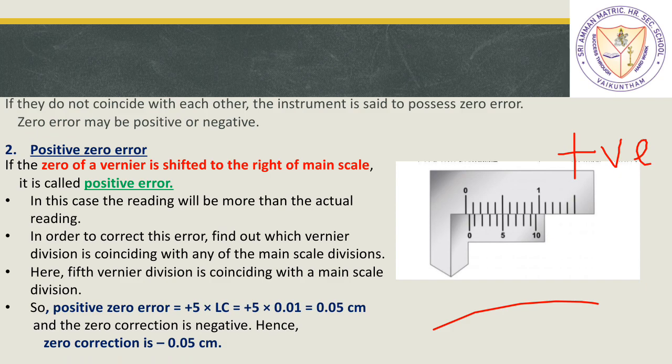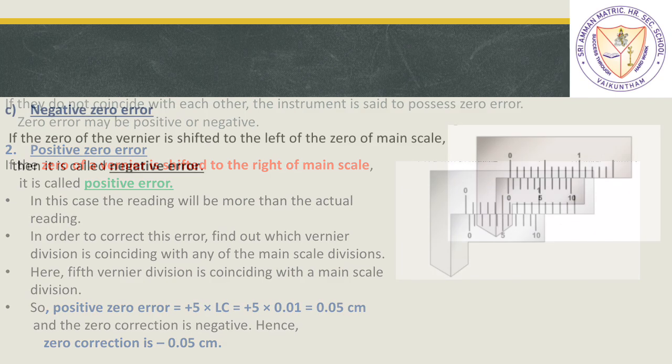If the error is positive, the correction will be the opposite of that, that is negative. So 0 error is plus 0.05 centimeter, and 0 correction will be minus 0.05 centimeter. Okay, so this is about positive error.